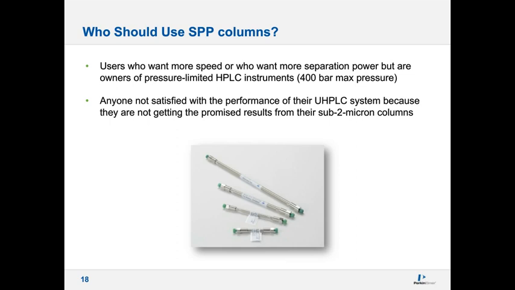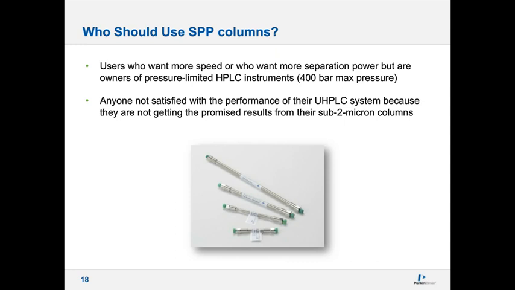Additionally, they are of use to those who are currently using a UHPLC system and are not satisfied with the performance of their sub-2 micron columns. You can get lower back pressures using these SPP columns due to the larger particle size in comparison with sub-2 micron columns, also with robust operation.